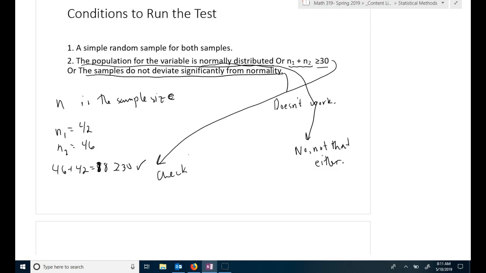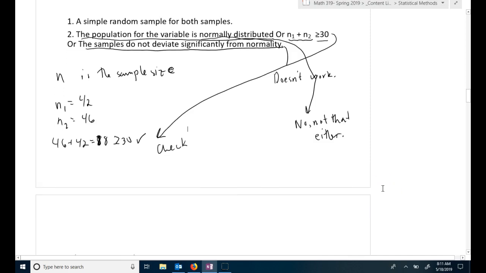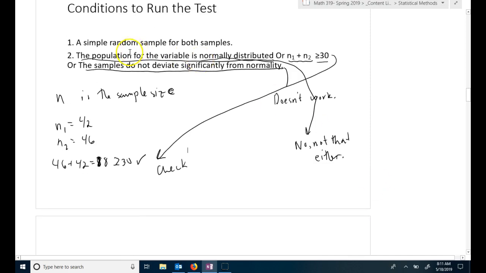Oftentimes with a t-test, what you're really looking at is, do I have a sample size that's big enough? All right, if you remember, this has to do with the central limit theorem, which is something that was talked about quite extensively in your statistics class. And it really allows us to be able to utilize the t-distribution. Okay, cool. So there's the check on our requirements. Remember, the population for the variable is normally distributed, or n1 plus n2 is greater than or equal to 30, or the samples do not deviate significantly from normality.